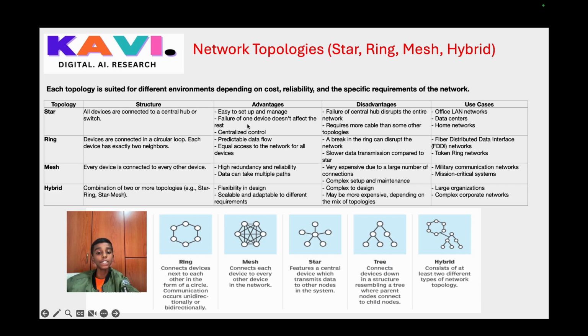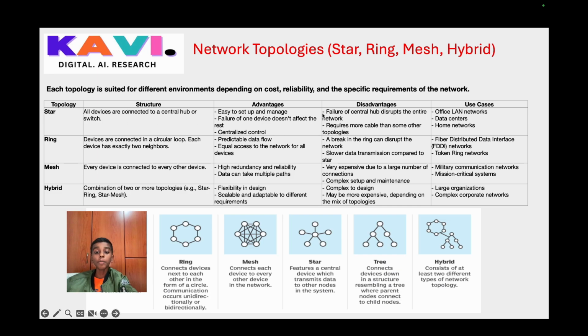The advantage of the star topology is that it's easy to set up and manage, and failure of one device does not affect the rest. Suppose this computer cannot receive data from the central hub, it won't do anything to the other 4 computers. And lastly, it has centralized control. That means that all 5 of these are controlled from the central hub. So let's go on to the disadvantages of the star topology.